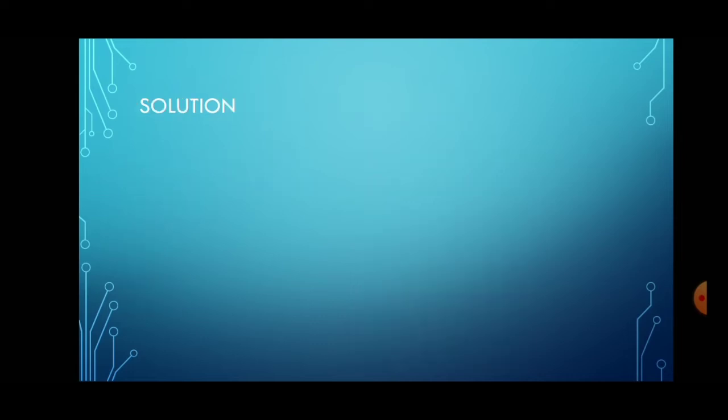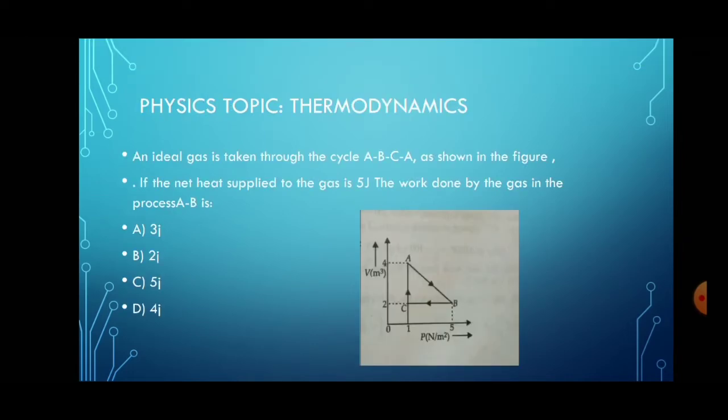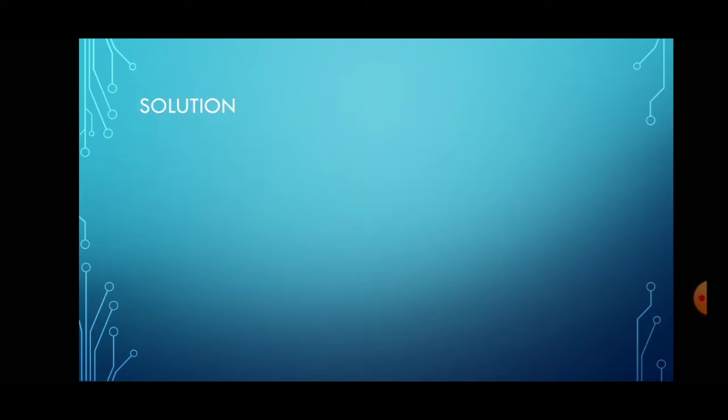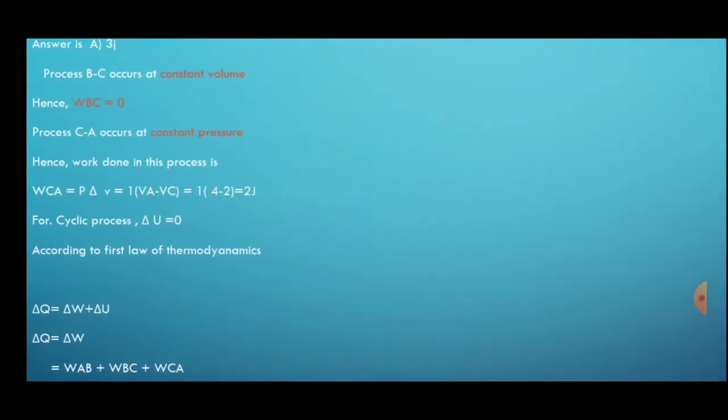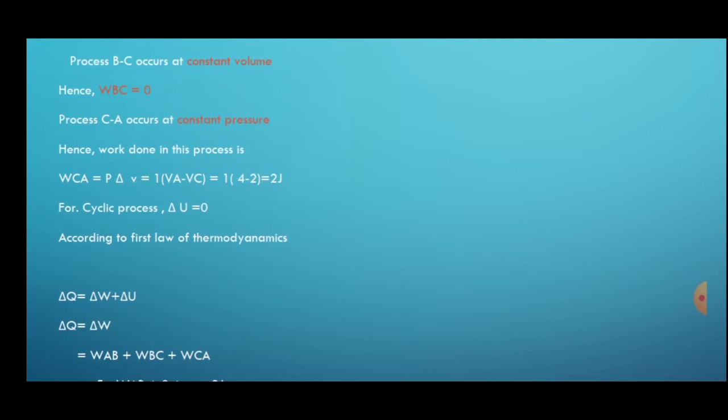So what's the value of P? The value of P in this case is 1 bar, and the value of delta V is VA minus VC, volume at A minus volume at C, which is 4 minus 2. So work done is 1 into 4 minus 2, which is 2 joules. That is the work done at CA.